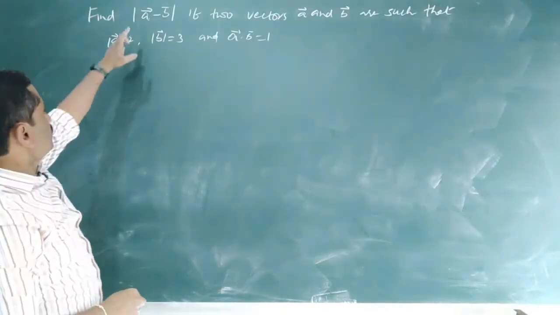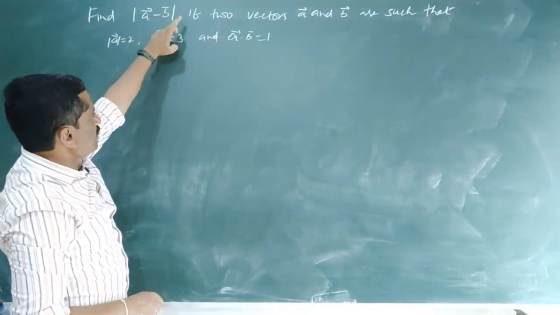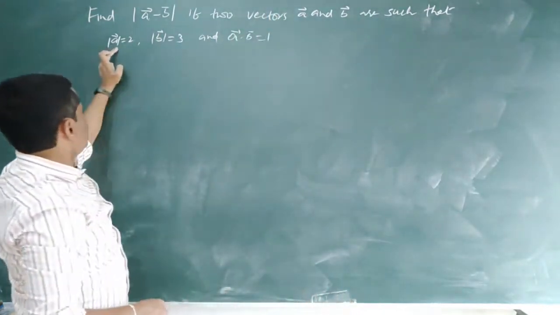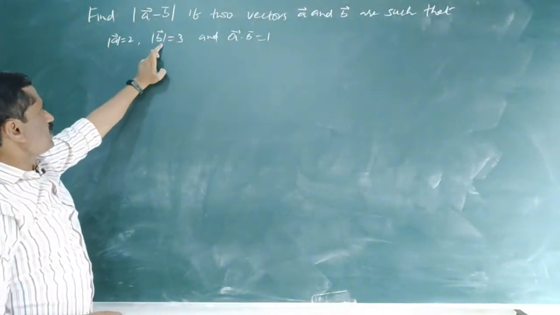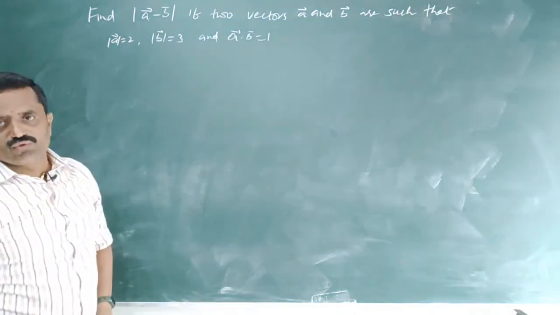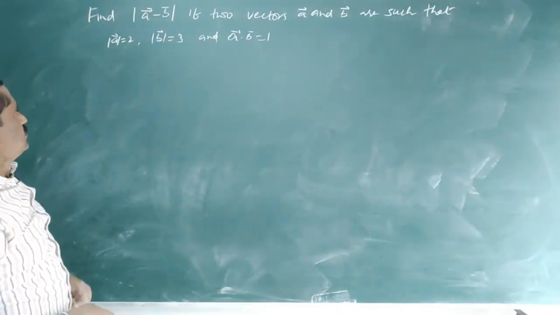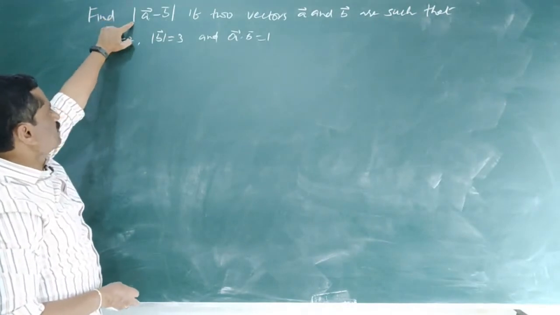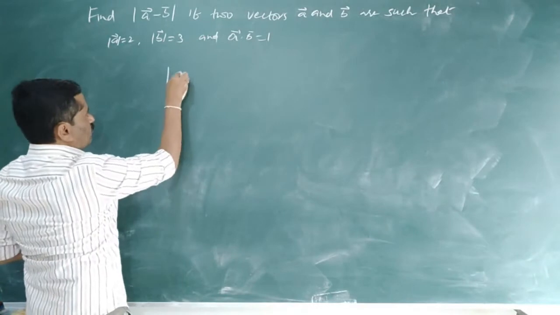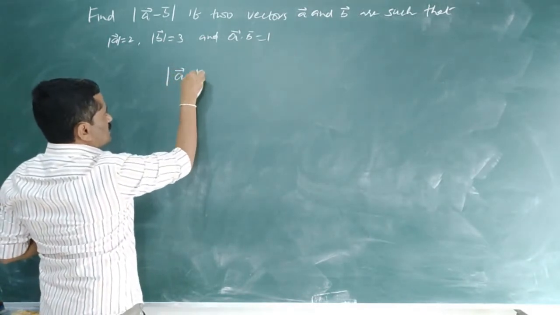Find magnitude of a bar minus b bar if two vectors a bar and b bar are such that magnitude of a bar is equal to 2, magnitude of b bar is equal to 3, and a bar dot b bar is equal to 1. So as given, we have to find the value of what? Magnitude of a bar minus b bar.